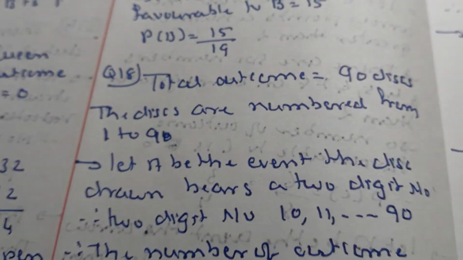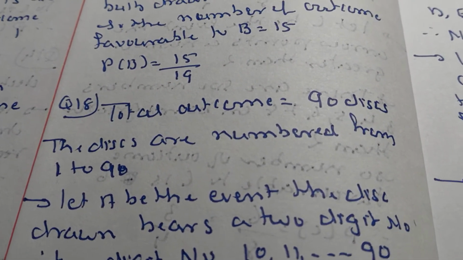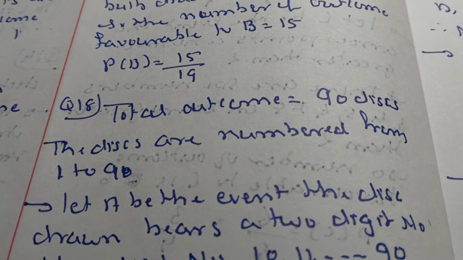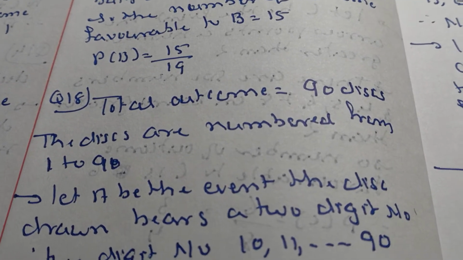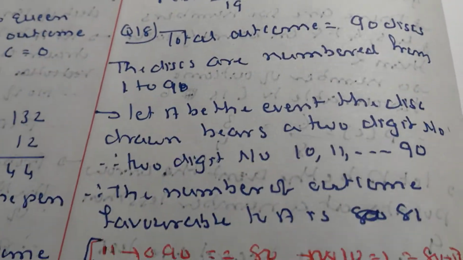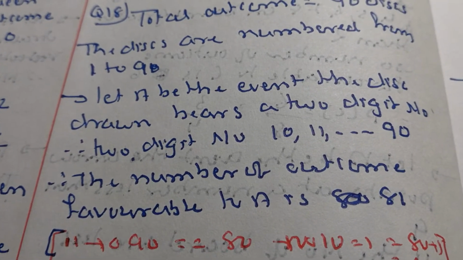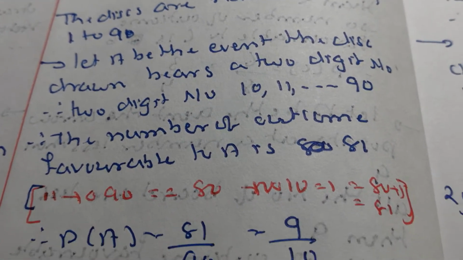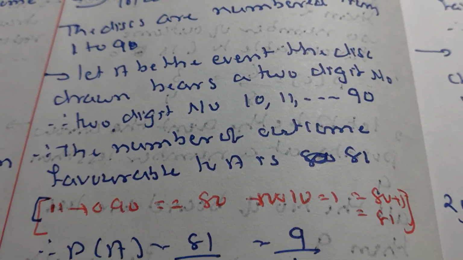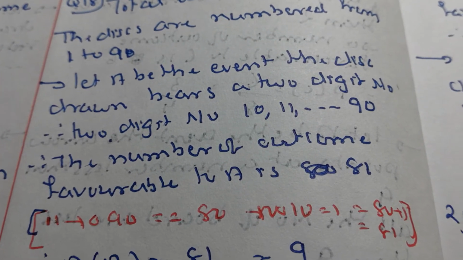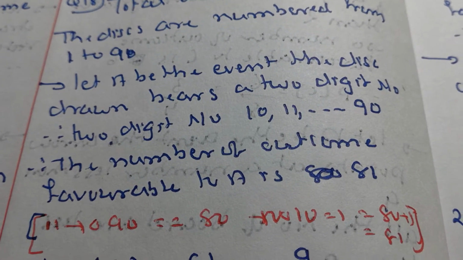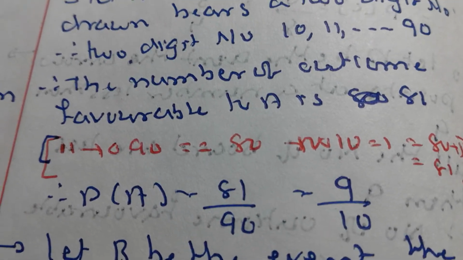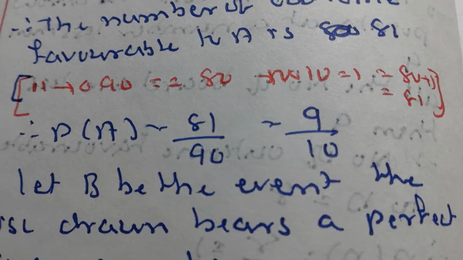Question number 18. The total outcome, that is 90 discs are there. There are 90 discs and these are numbered from 1 to 90. So here event A. Let A be the event that the disc drawn bears a 2-digit number. Now dear friends, 2-digit numbers are 10 to 90. From 11 to 90 it will be 80 and 10 is included. So it is 1 more, that is 81. So the total outcome will be 81. So P(A) is equal to 81 upon 90, which comes to 9 upon 10.